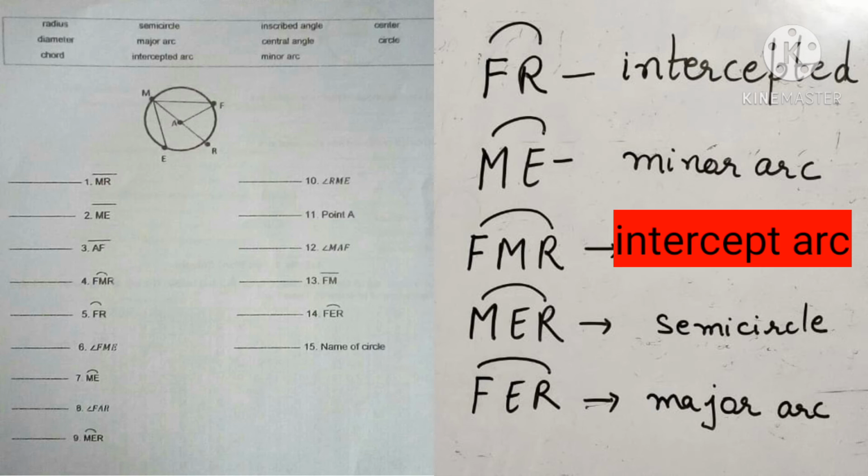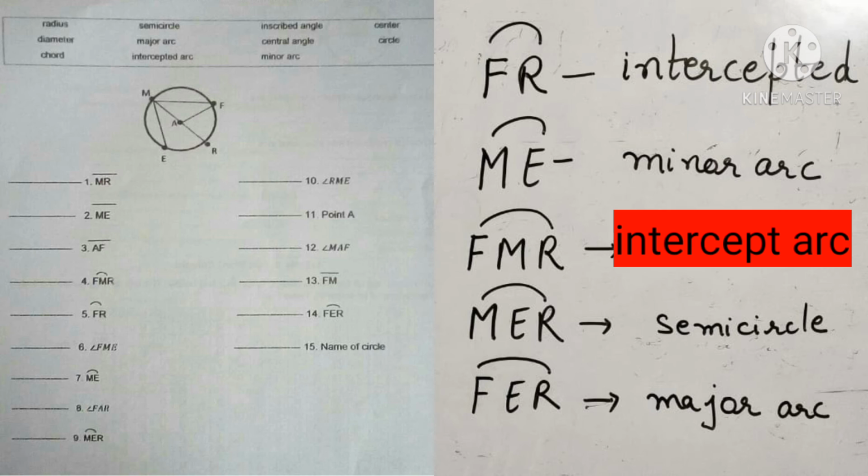Now what is the semicircle? It is also a type of arc, but it constitutes half of the circle. So it is the semicircle. So arc MER constitutes the semicircle because it is the arc between the 2 points which constitute the diameter of the circle. So the arc portion MER is the semicircle.